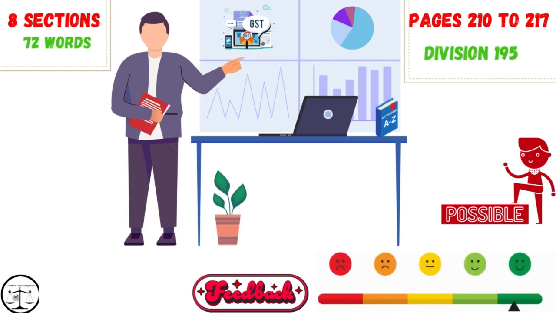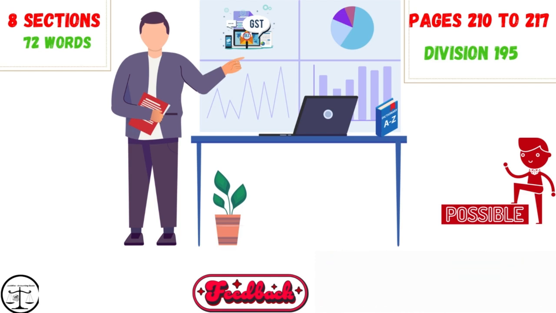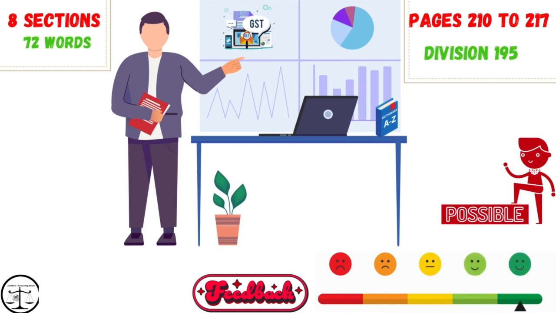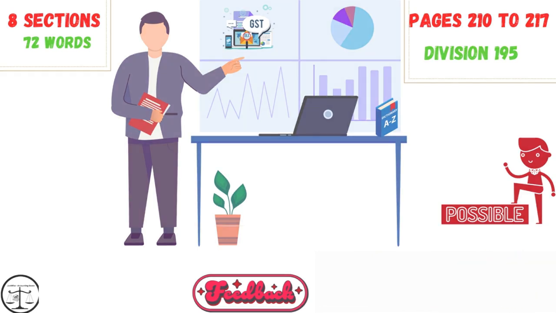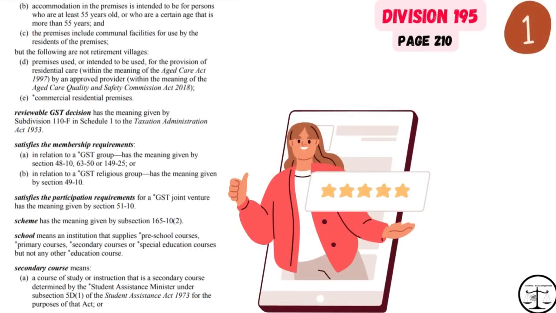We will have 3 parts and 8 sections explaining words for this video, 1 section for each page of the GST Dictionary mentioned in this video. Section 1. We will explain these words on screen in section 1 of this video, that is page number 210. You can find these words on page 210 in Division 195 of GST Act Volume 2.